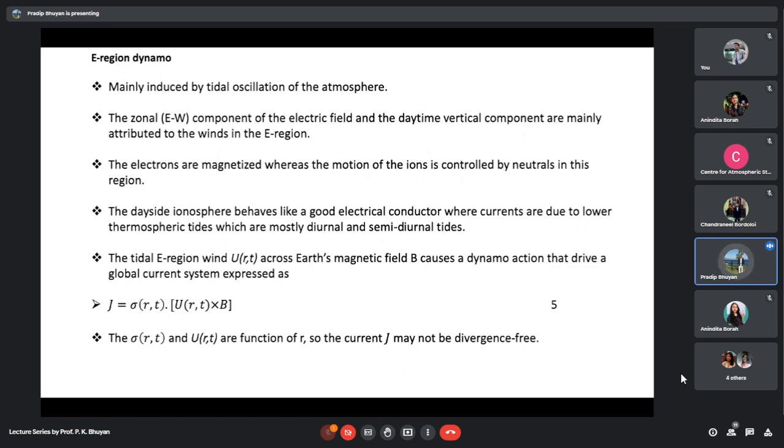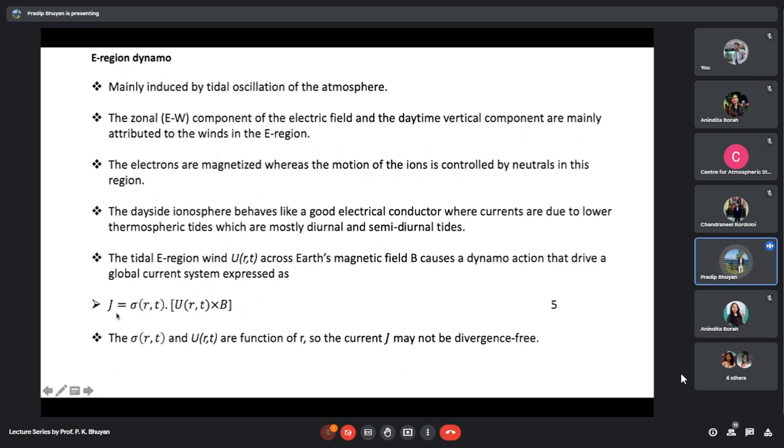So the wind across Earth's magnetic field causes a dynamo action that drives a global current system expressed as this J equals sigma(R,T) times (E plus U(R,T) cross B). This is the current, and this is your conductivity. This conductivity contains all the conductivities. U(R,T) is the E region wind, cross B. Okay, so this is the current.